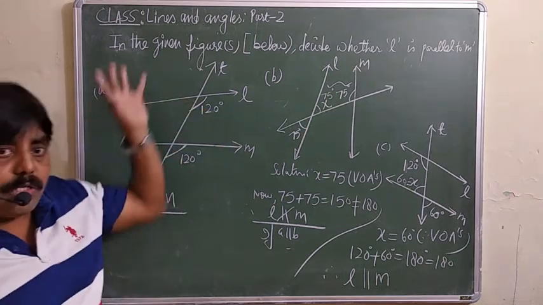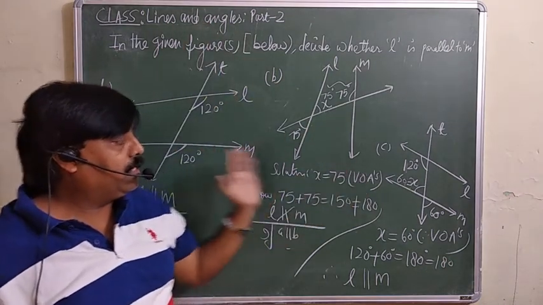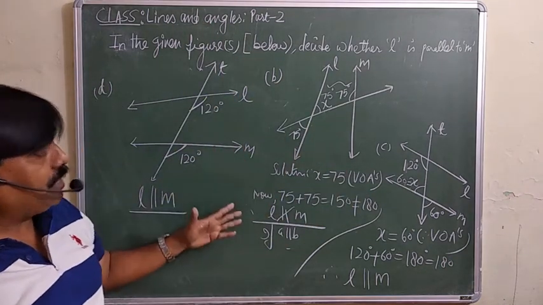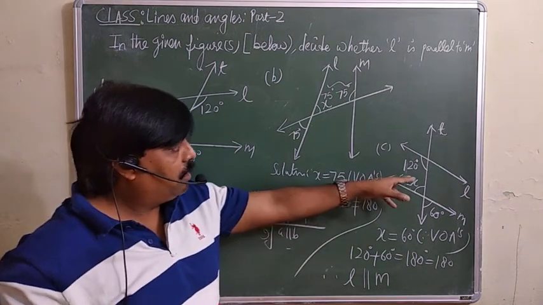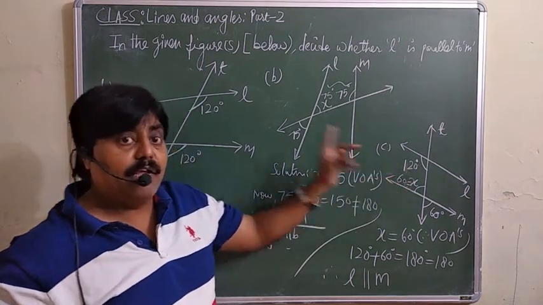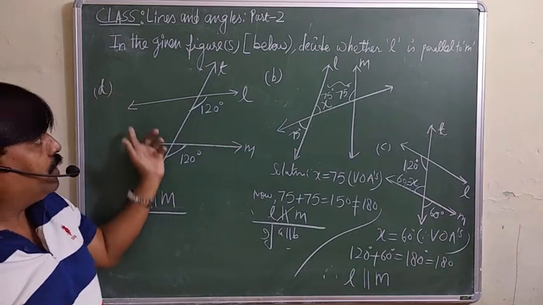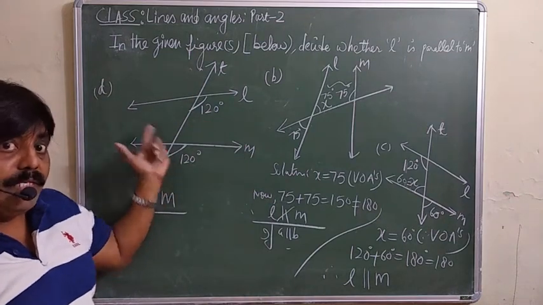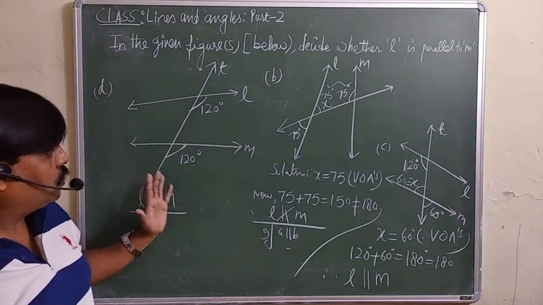So among all the properties, alternate interior angles, alternate exterior angles, corresponding angles, sum of co-interior angles being 180, if any of the properties is fulfilled, you can declare the lines are parallel. That has already been discussed. The converse is always true. So have a look.